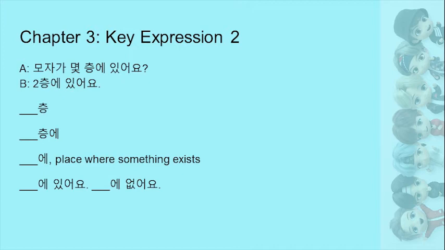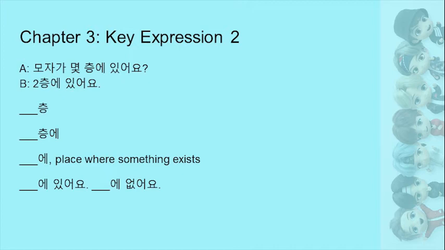So there's some extra words, of course, in that explanation, but in the basic sentence, it's just what floor are the hats on? And then person B is answering them and saying that they're on the second floor. So that's 2층에 있어요. 2층에 있어요. So I've written down here this blank with 층.